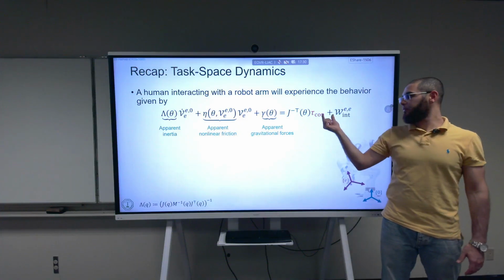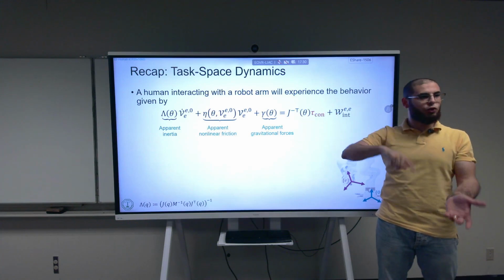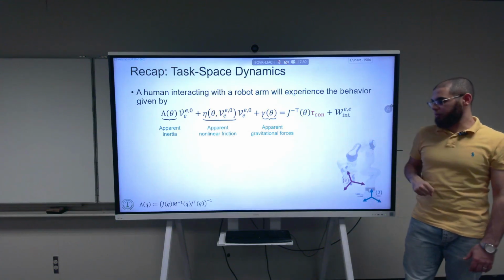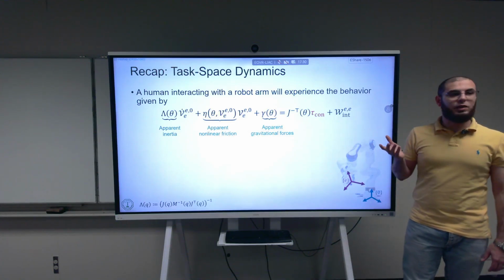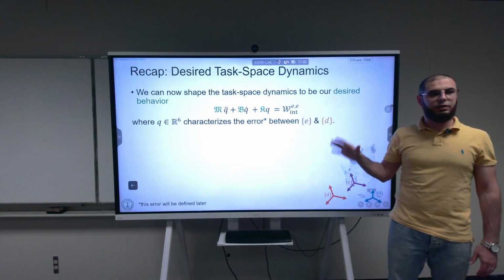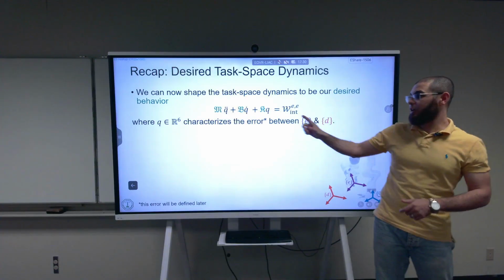If the wrench is mapped to torque through the Jacobian transpose, then torque is mapped to wrench through the inverse of the Jacobian transpose. And the whole idea was, if you have a desired impedance in mind, and this was the point that we left last time, how do we actually look at it and how do we actually characterize Q?